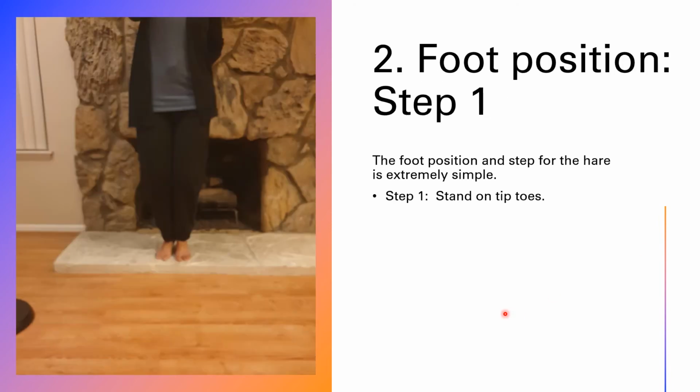Now let us move on to the foot position. Now the foot position of the hare is extremely simple. It has again a couple of steps. And step 1 is stand on tiptoes. Okay, just on tiptoes. You can see that I'm standing here on my toes. The pressure is on my toes.